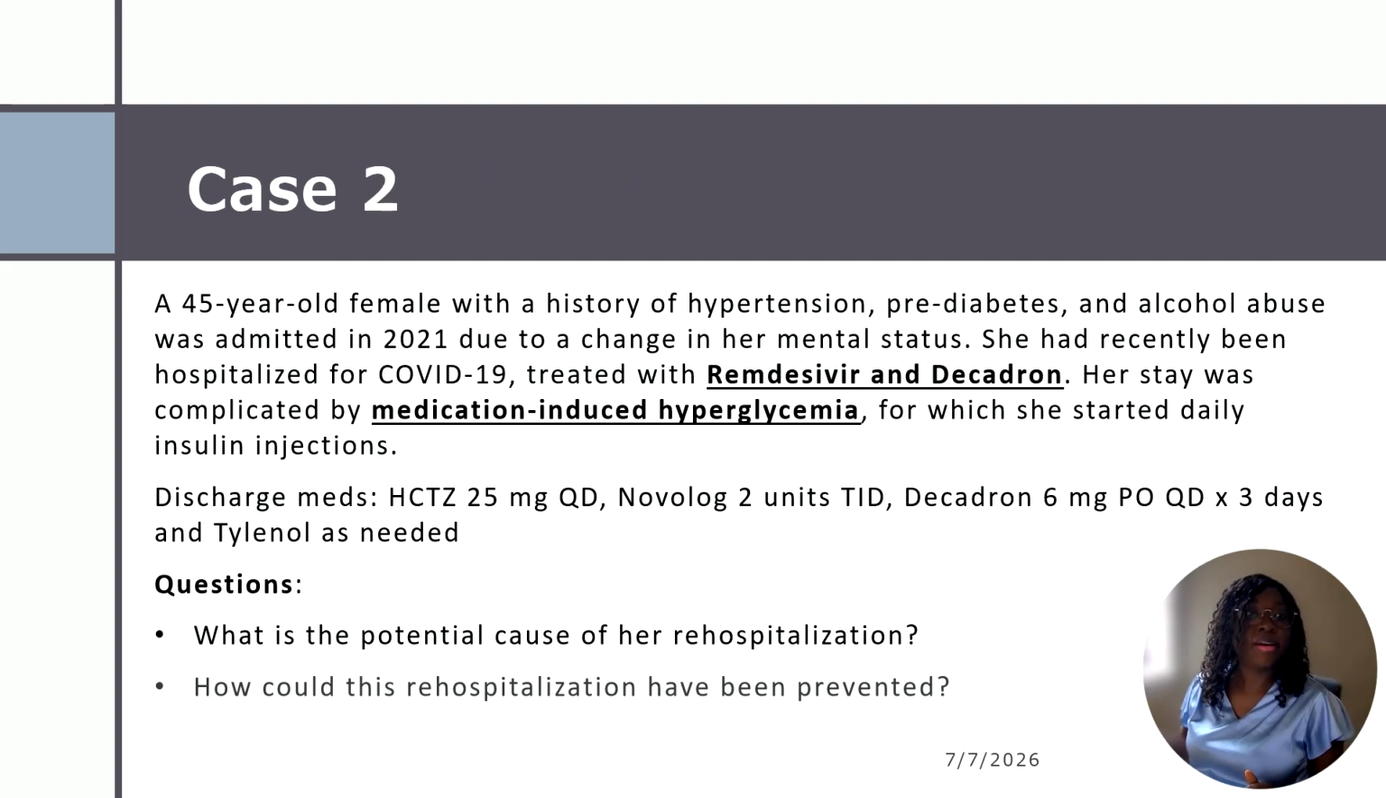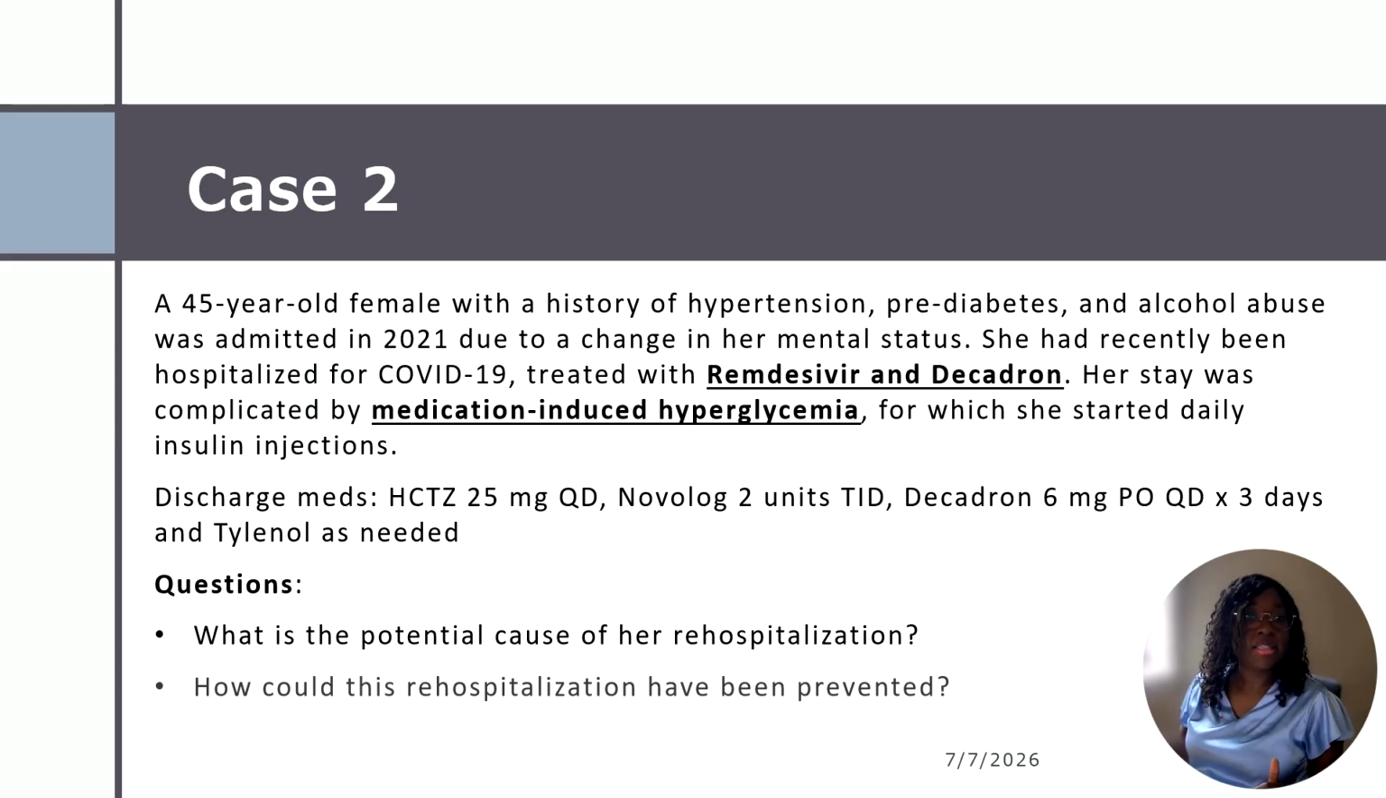Case number two. A 45-year-old female with a history of hypertension, prediabetes, and alcohol abuse was admitted in 2021 due to a change in her mental status. She had recently been hospitalized for COVID-19, treated with remdesivir and Decadron. Her stay was complicated by medication-induced hyperglycemia at the time, for which she was started on insulin injection. Her discharge medications at that time included hydrochlorothiazide 25 milligrams daily, Novolog 2 units 3 times daily, Decadron 6 milligrams daily for 3 days, and Tylenol as needed.